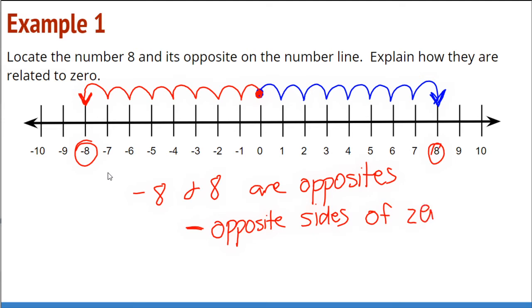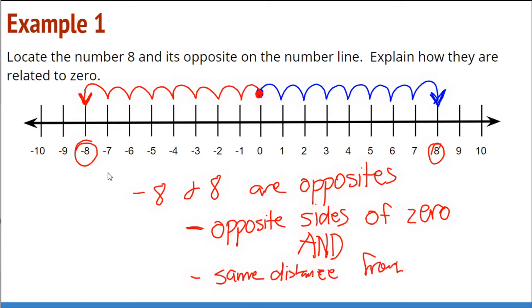A little spelling error there. So they are on opposite sides of 0 and they are the same distance from 0. I know my handwriting is just atrocious today. So -8 and 8 are opposites. They are opposites because they are on opposite sides of 0. 0 is in between them. And they are the same distance, 8 units.